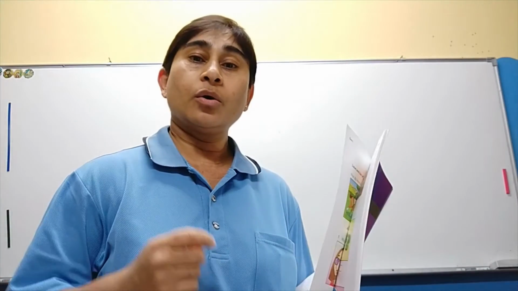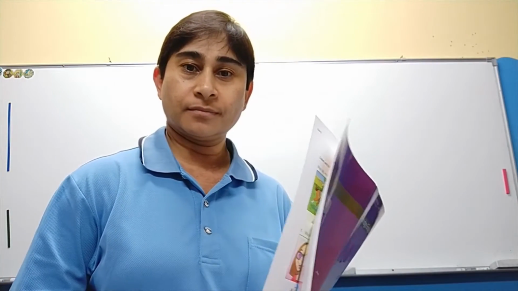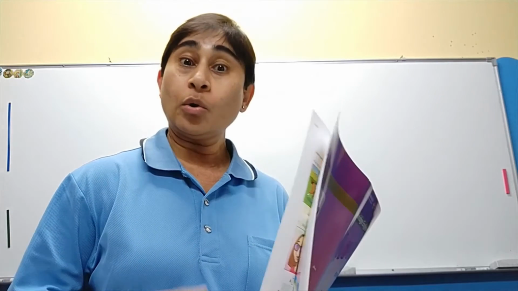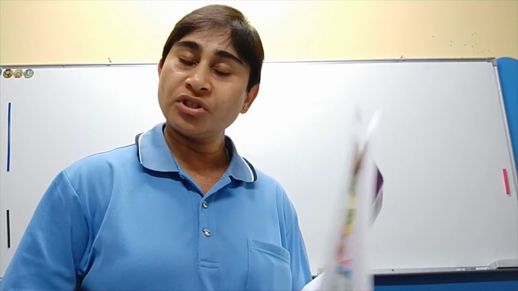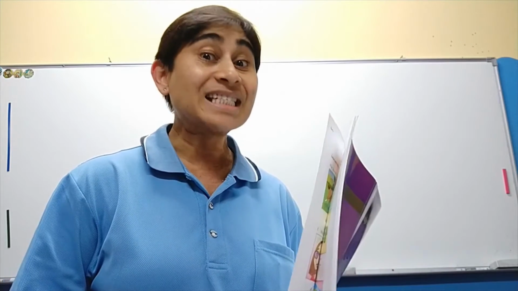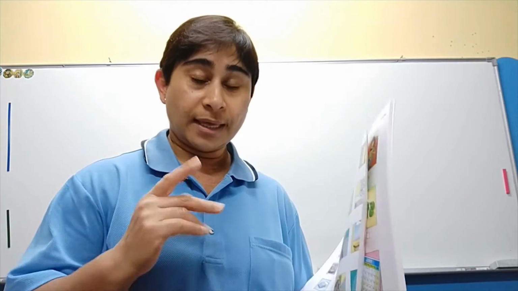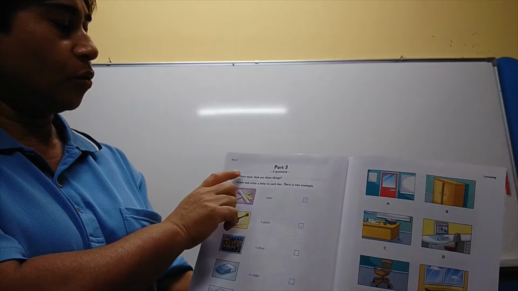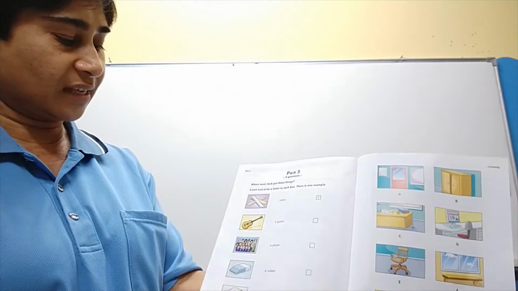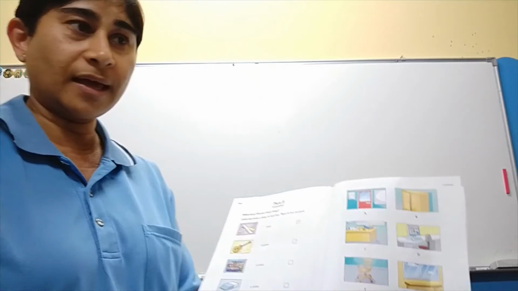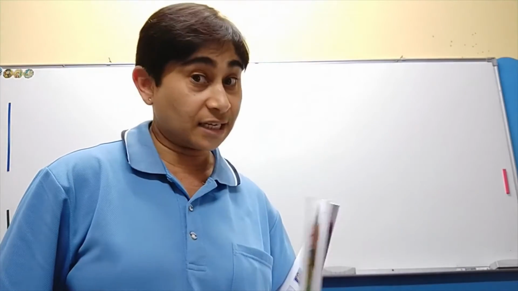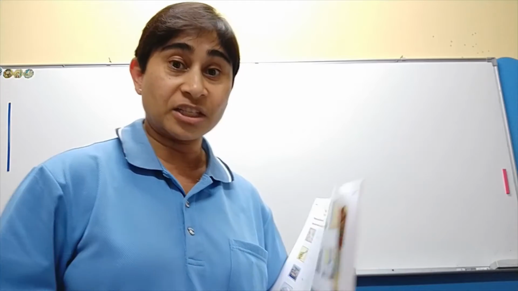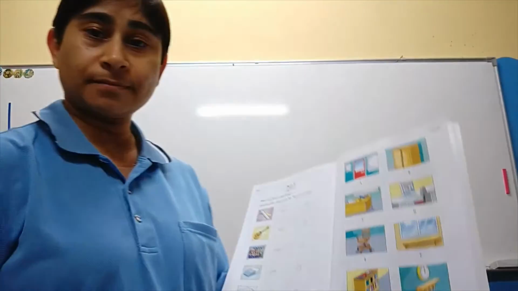So, who's in the conversation? A boy and a woman. Who's the boy? Boy's name is Jack. Who's the woman? The woman is his teacher. Here's the question you are answering. You have only one question for all the pictures. Here's your question. It says, where must Jack put these things? Jack is helping his teacher, so where must he put these things?